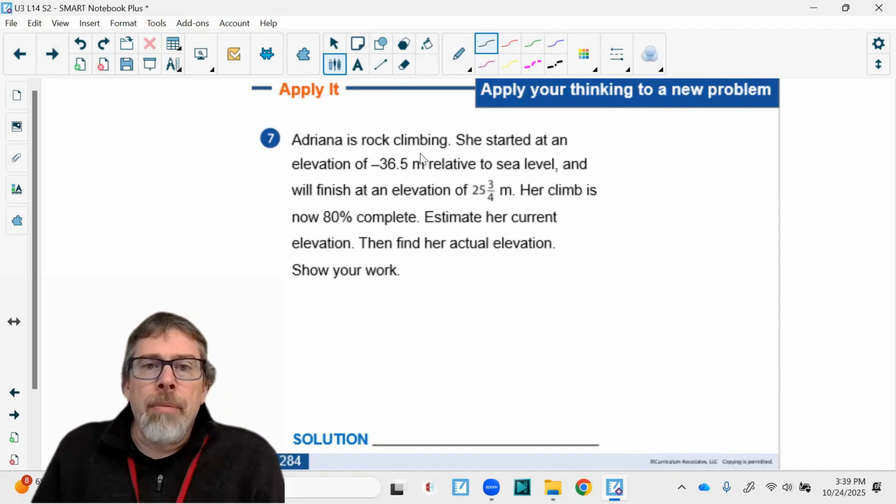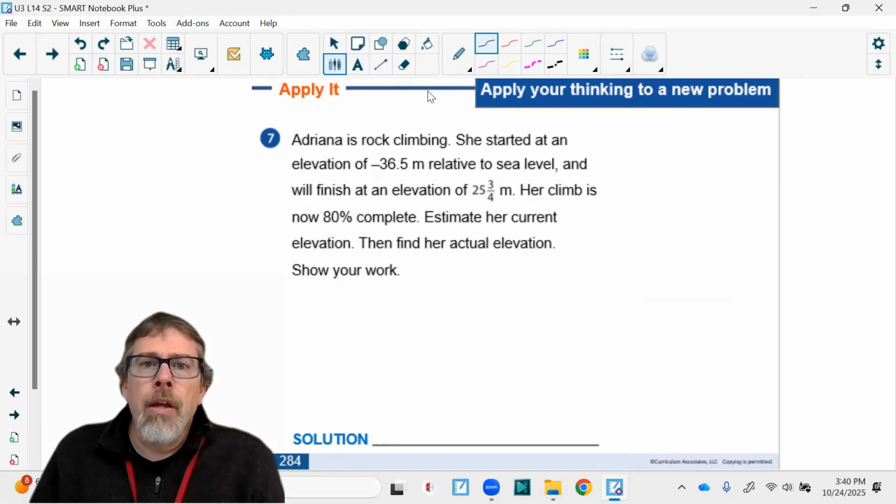Adriana is rock climbing. She started at an elevation of negative 36.5 meters relative to sea level. So she's in a valley or something like that. And she'll finish at an elevation of 25.75 meters. Her climb is now 80% complete. Estimate her current elevation, then find the actual elevation.